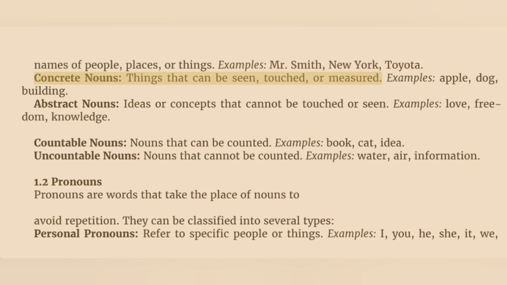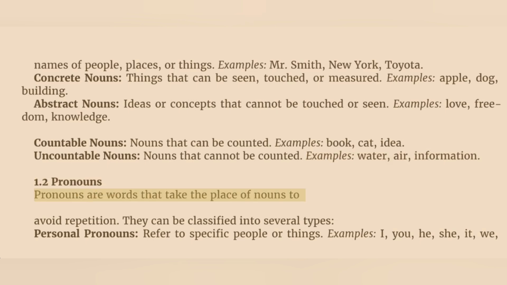Concrete nouns. Things that can be seen, touched, or measured. Examples: apple, dog, building. Abstract nouns. Ideas or concepts that cannot be touched or seen. Examples: love, freedom, knowledge. Countable nouns. Nouns that can be counted. Examples: book, cat, idea. Uncountable nouns. Nouns that cannot be counted. Examples: water, air, information. 1.2 Pronouns.